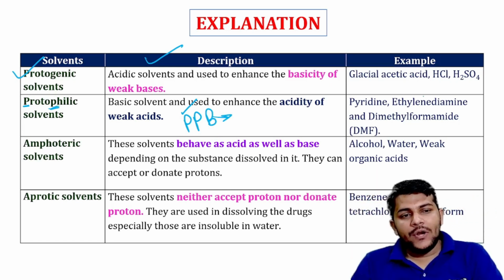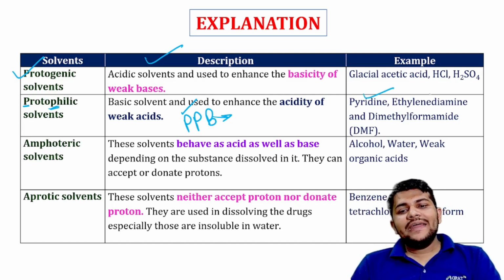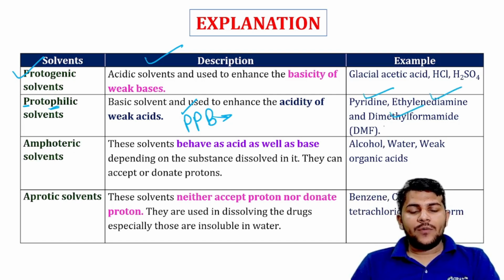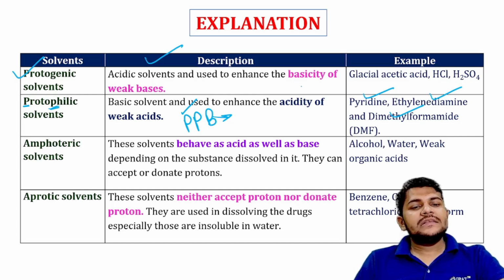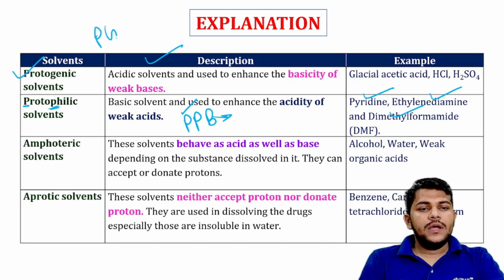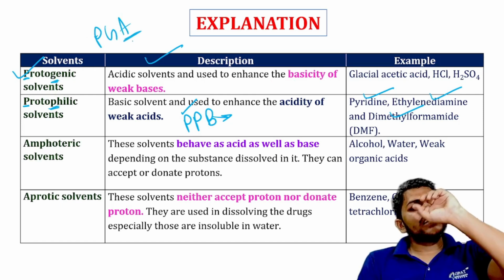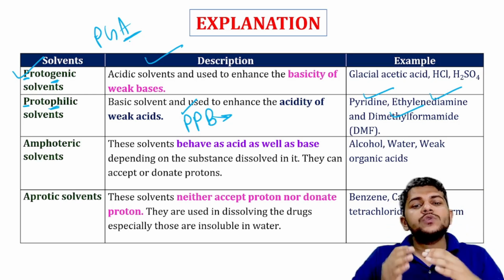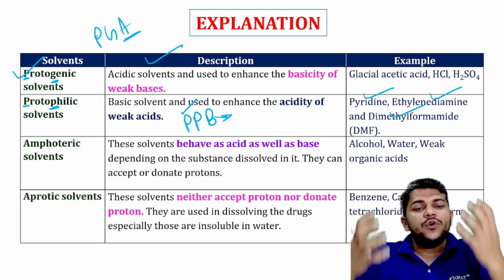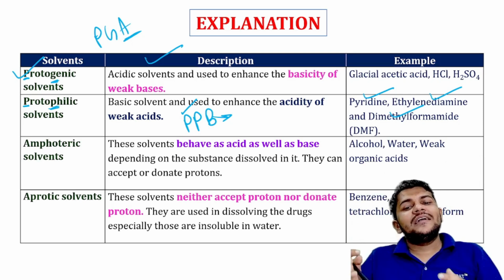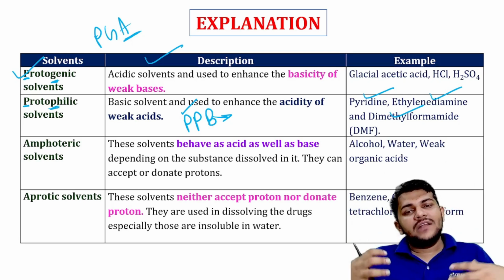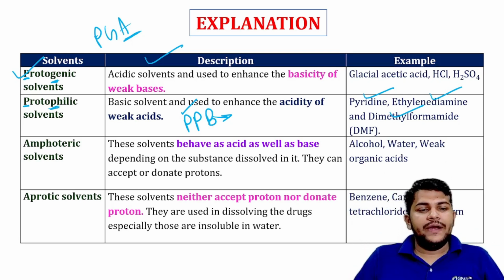Examples of protophilic solvents are pyridine, ethylenediamine, and dimethylformamide. And the same is your PGA, that is proto, G means genic, and A is for acidic. So these are the acidic solvents that are used to enhance the basicity of a weak base. They basically include glacial acetic acid, hydrogen chloride, and hydrogen sulfide.